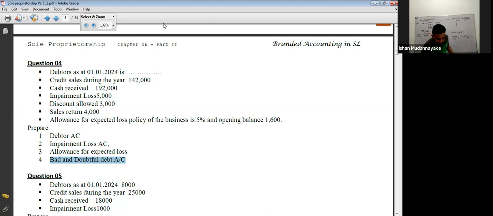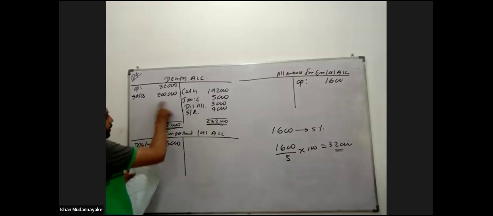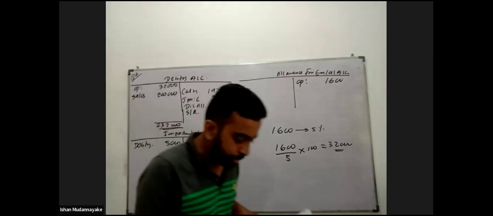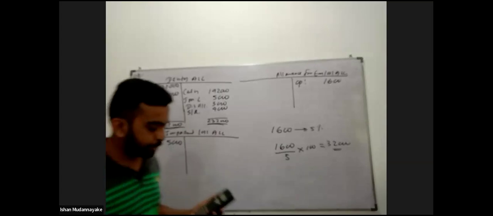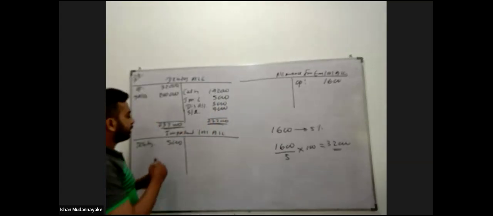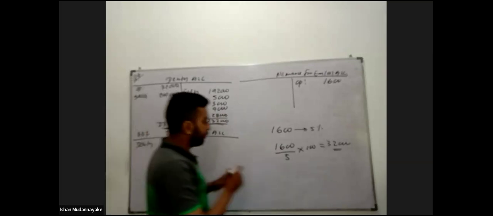Right, based on that, sales are 200,000. Now, what is the closing debtors balance? 232,000 minus 192,000, 5,000, 3,000 and 4,000. Closing debtors balance is 28,000. Balance carried down 28,000, balance brought forward 28,000.